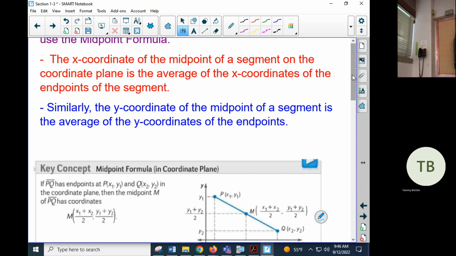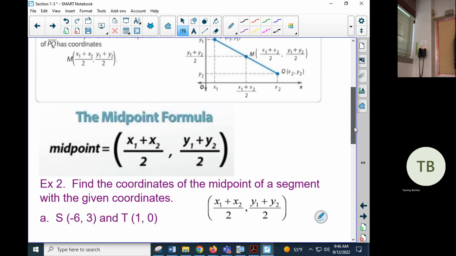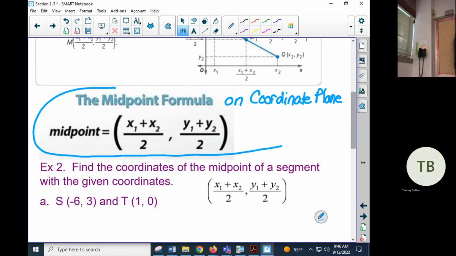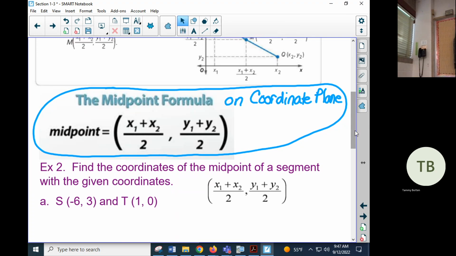So the next thing is we are going to learn how to find the midpoint on a coordinate plane. And this is what I want you to write on your cheat sheet for tomorrow, or for the quiz on this section. So copy that down on the chapter 1 notes that you have.